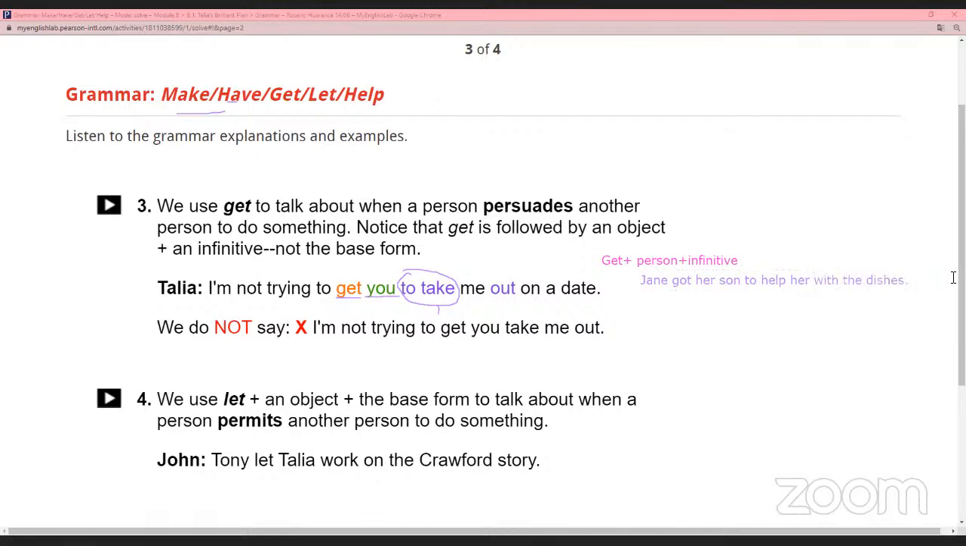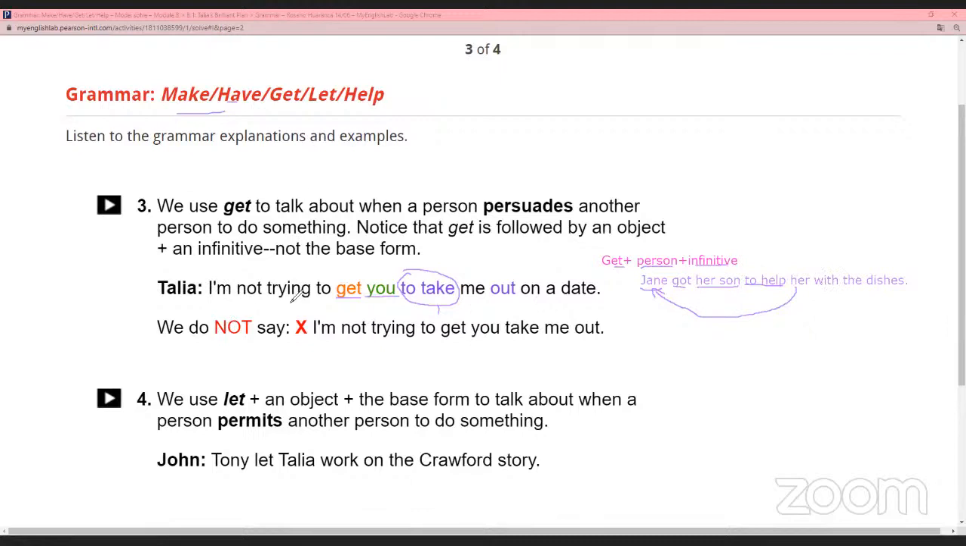So I have the main person, that is Jane. I have the causative verb, get. In this case, I have her son, that is the person. I have the infinitive, and I have the object. Jane got her son to help her with the dishes. So I can say Jane got her son to help his father, for example. So you can replace it.